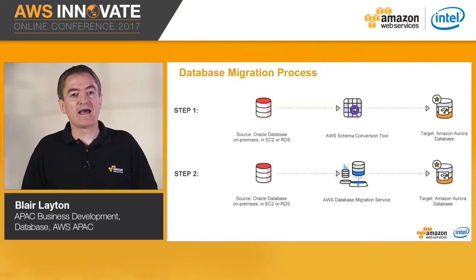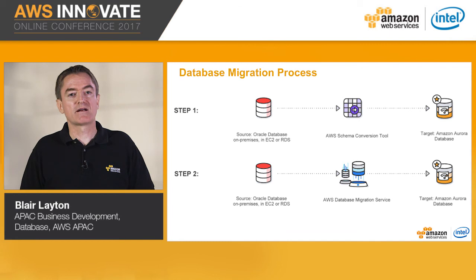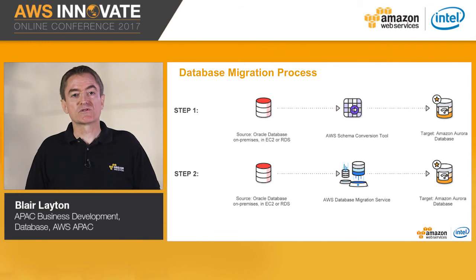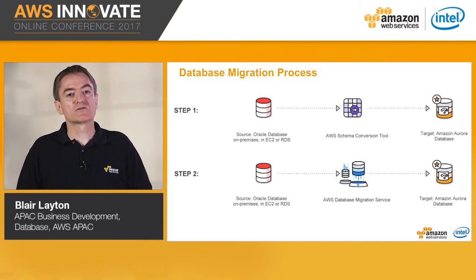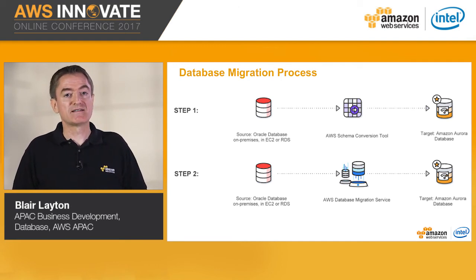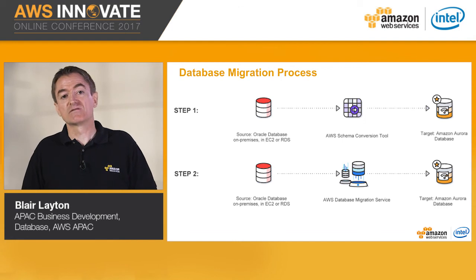After all that, how do you actually use the tools to migrate a database, in this case an Oracle database, to Amazon Aurora? The first step is to use the Schema Conversion Tool to connect to the Oracle database and generate the schema for the target Amazon Aurora database. At this stage, you would turn off constraints and indexes to speed up the loading of the data in the next step.